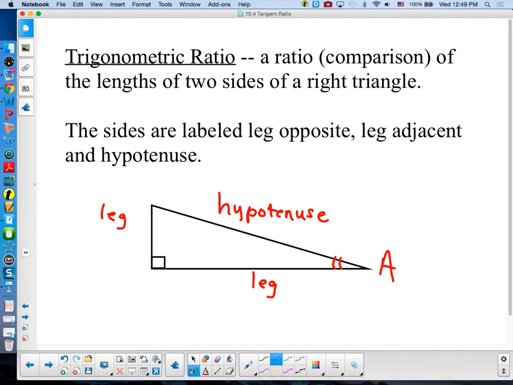So from that angle, which leg is this vertical one? That's opposite because it's across from the angle. It's across the triangle. So this is the opposite leg, or leg opposite. Spell it the right way. And then this would be the leg that is adjacent. Adjacent or right next to or hooked on to the angle that I'm focusing on right now.